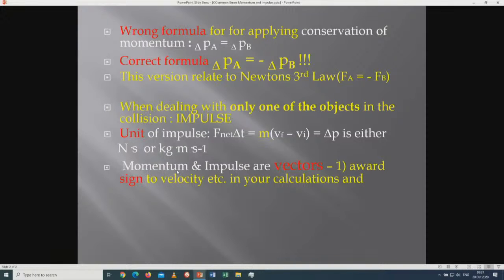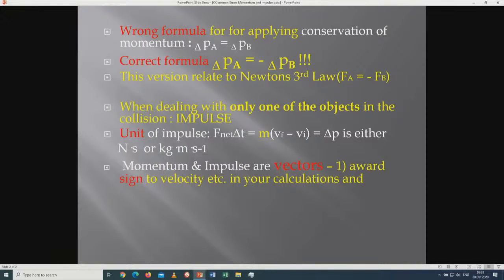Now, momentum and impulse are vectors, and therefore normally there's motion in two directions. For example, a boy on a skateboard throwing a parcel away from him: the parcel is moving in one direction, and the reaction force on the boy is in another direction. Or in a collision, there are two bodies moving toward each other, and then they collide and move in different directions. Anyway, you must remember that momentum and impulse are vectors.